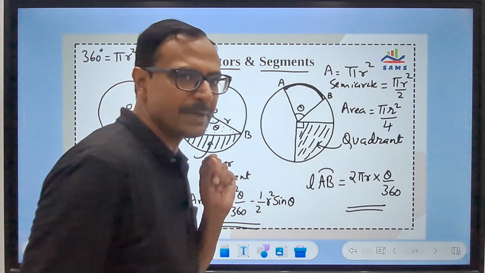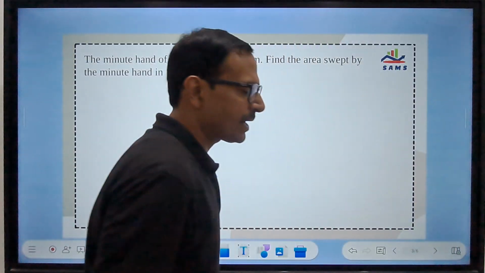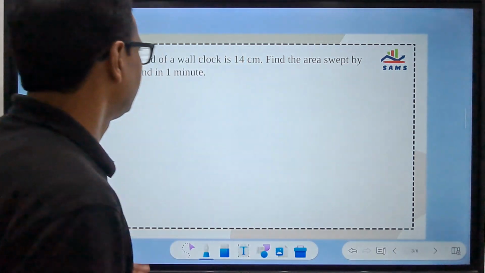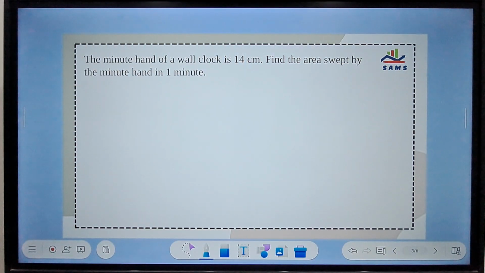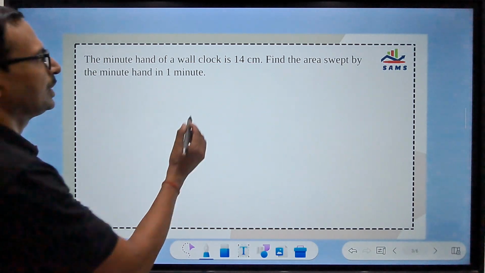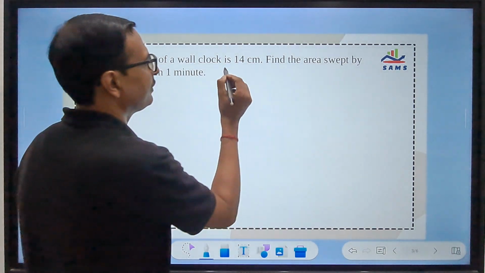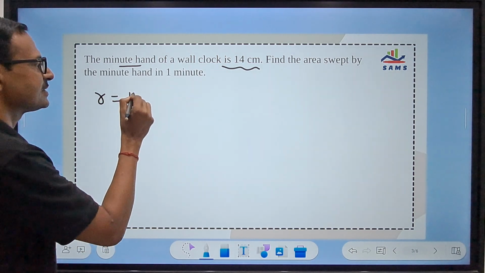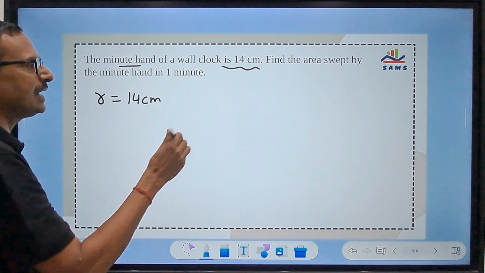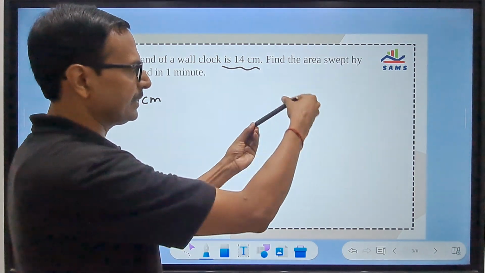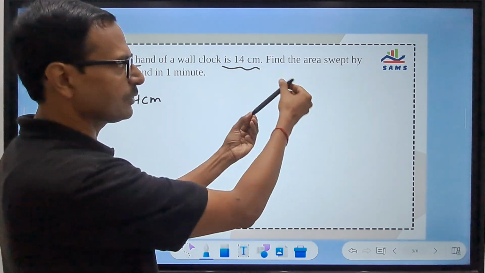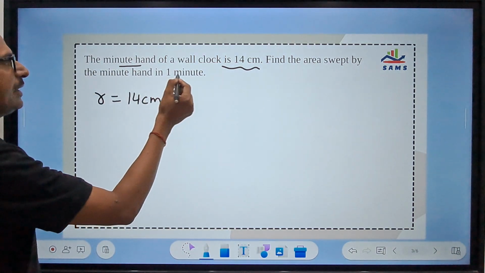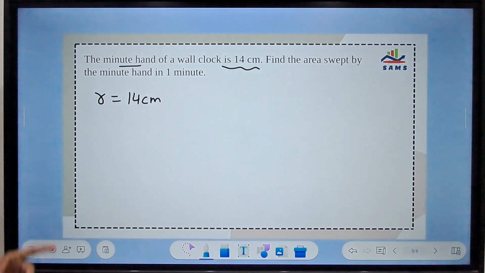So let's take some of the basic questions first, which are very short answer and short answer type questions, 1 mark and 2 mark questions. The first one here is a problem of clocks. Whenever the length of the minute hand is given, this becomes the radius, because that is the line which moves from the center like this, and that becomes the radius of the circle. Now find the area swept by the minute hand in 1 minute. So the time is 1 minute.